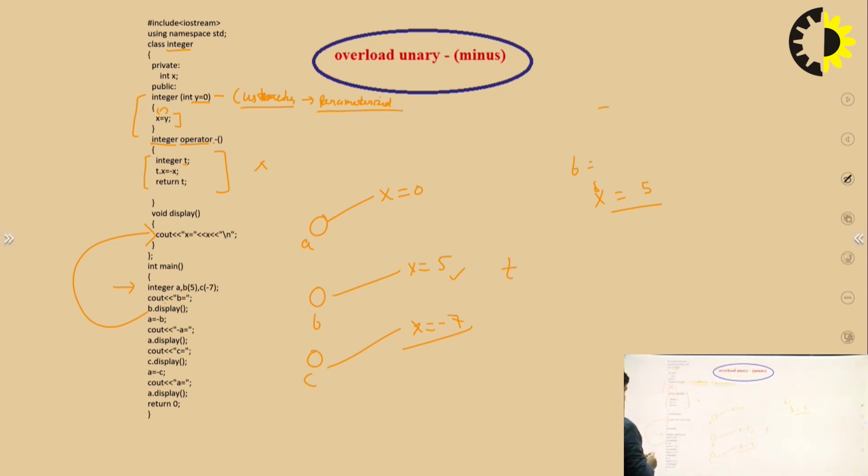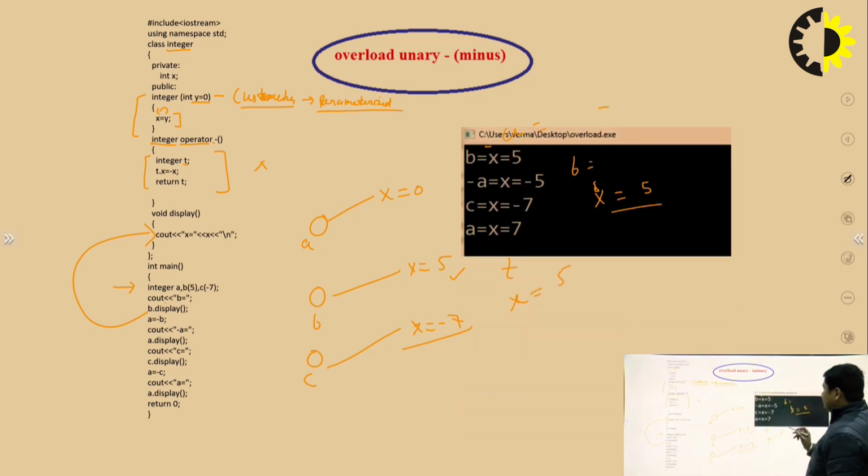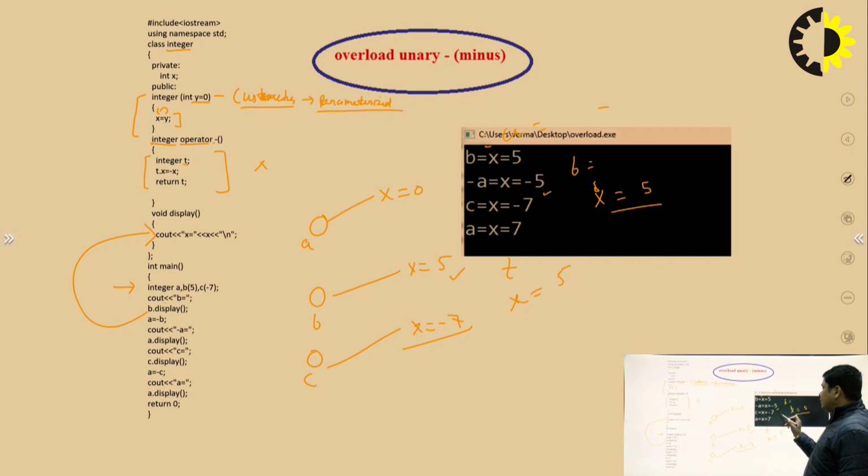What is the value of x? In b's reference, the value of x will go, so the value of x here will become 5. This will return the value, which will be assigned to a. Then this will be printed. What is the value of -a equal? This will be printed. So you will see here -a equal x equal -5. Then after, again this piece of code will be executed, and you will see here this is the output of our code.